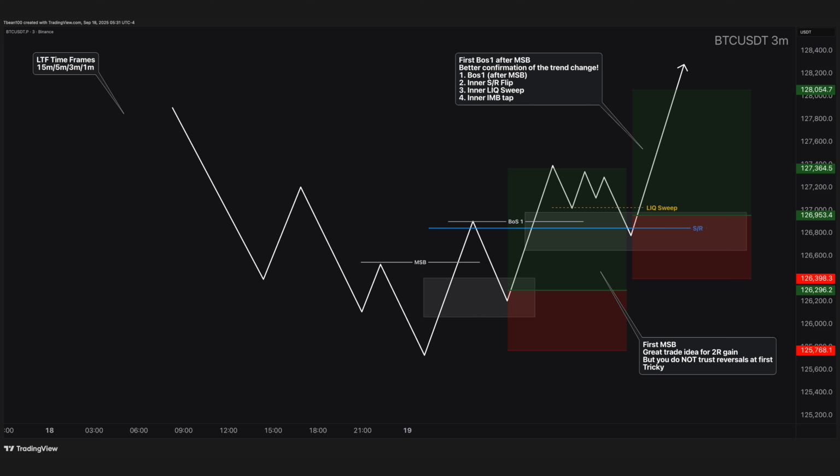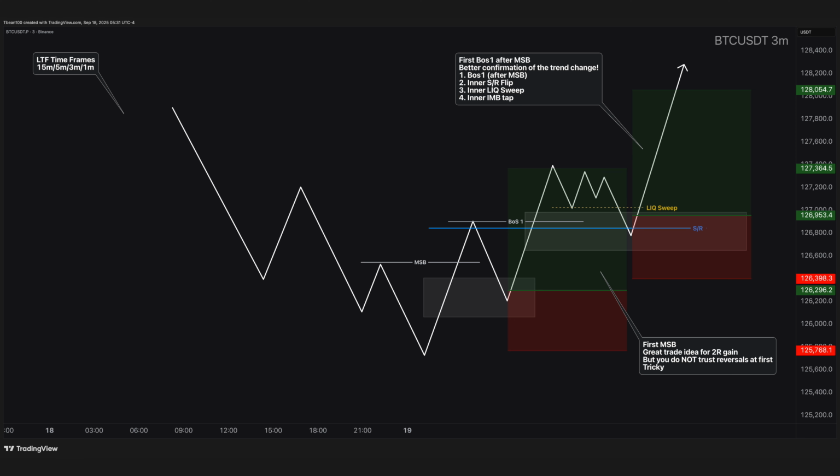Because when you see that first break of structure right after the market structure break, it gives you stronger confirmation of a true trend change or a real reversal. At this point, you already have at least 2 highs and 2 protected lows on the chart.